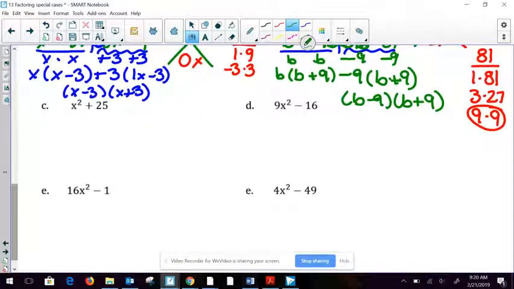Let's go ahead and go on to one more. Let's look at letter D. So with letter D, again, we're going to start by doing our x. We multiply first times last. When you do 9x squared times a negative 16, what do you come up with?